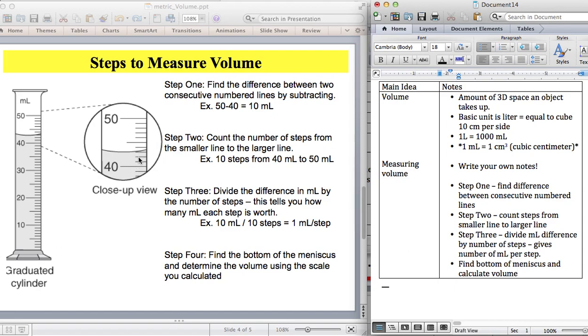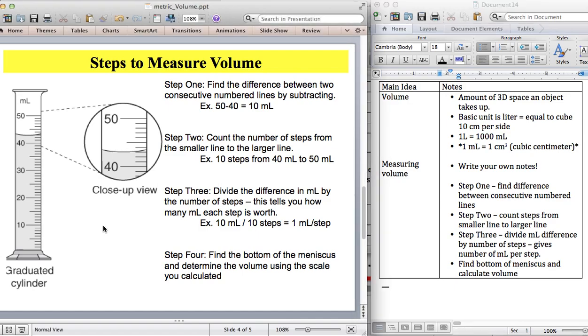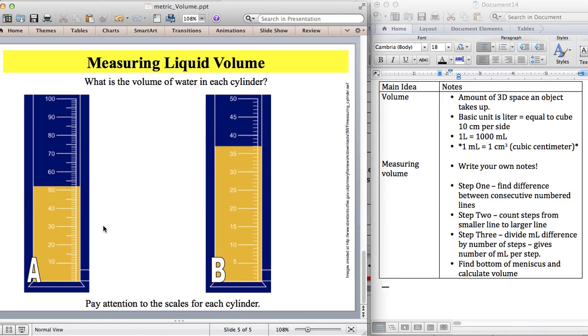You'll see some in class, especially big graduated cylinders, where each step might be worth 10 milliliters, or smaller ones, where each step might be worth 1/10 of a milliliter. All right, these numbers are always going to be pretty easy numbers. So if you divide and you get like 0.0723, you should go back and check your math. It's always going to be a really nice, clean division.